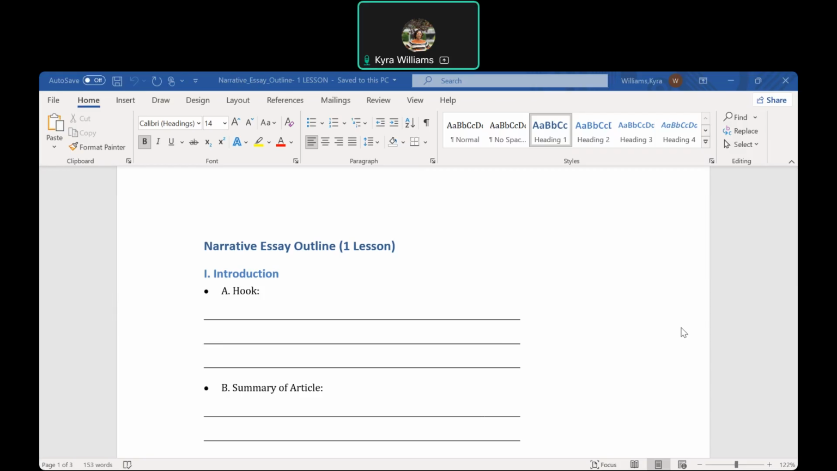So this particular narrative outline overview is going to be over the Spirit Crushers, Spirit Builders essay. We outline the essay before we start drafting the essay. So we are now in the outlining part of the writing process.